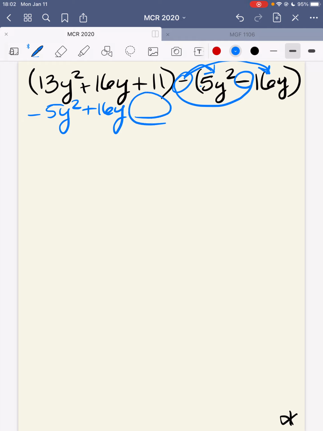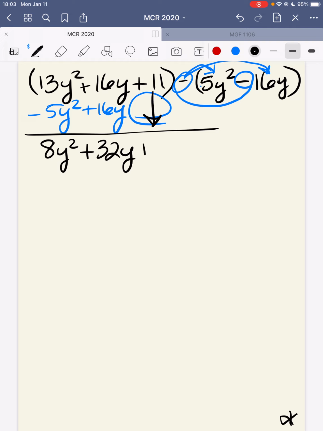Notice there's nothing right here. That's totally okay. I'm going to go ahead and combine my like terms. So I have 13 minus 5, which gives me a positive 8y squared. I got 16 plus 16, which gives me a 32y. And then just drop down the plus 11.